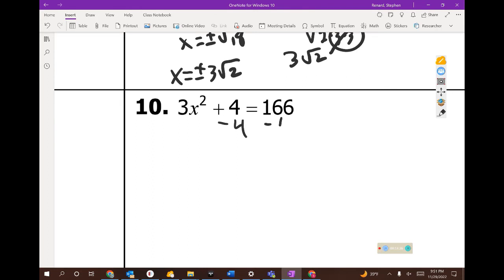We're going to subtract 4 from both sides. That gives us 3x squared equals 4 minus 4 is 0. 166 minus 4 is 162. We're going to divide both sides by 3. That's going to give us x squared equals 54.